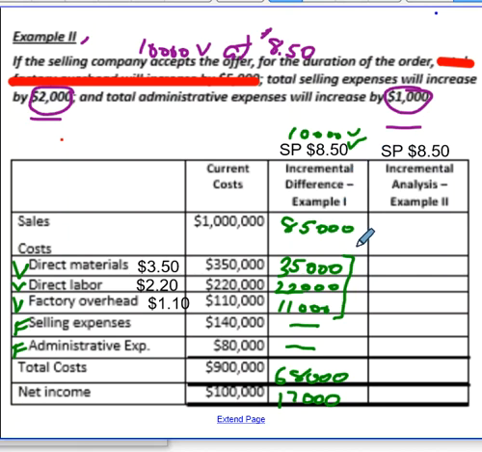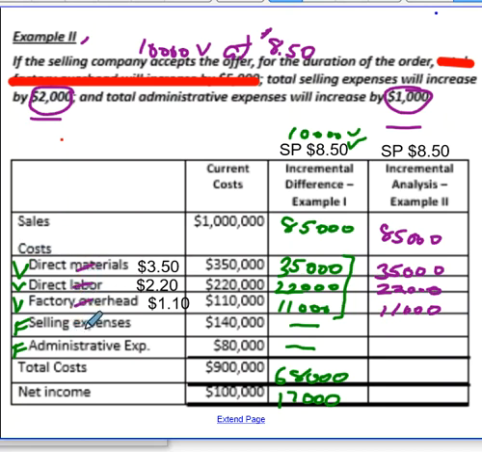So if we assume under example 2, again, we would add $85,000 of revenue. We would have $35,000 of our expenses, direct materials, $22,000 of our direct labor, and $11,000 of our factory overhead. And the reason for that is all these particular items are variable: materials, labor, and overhead. Now we get to the fixed items.